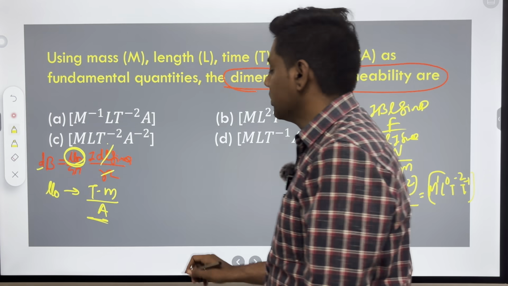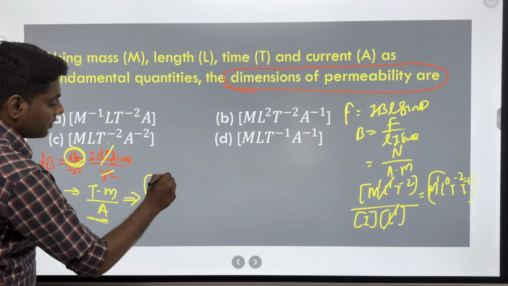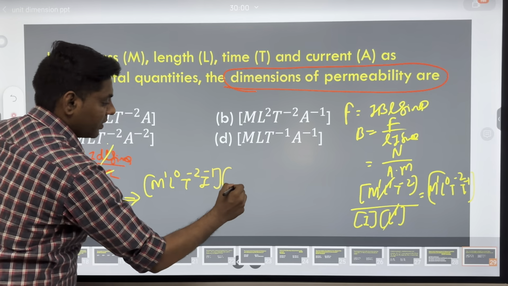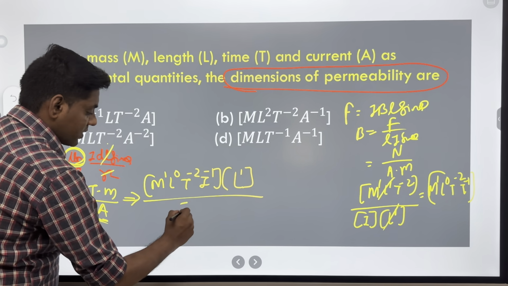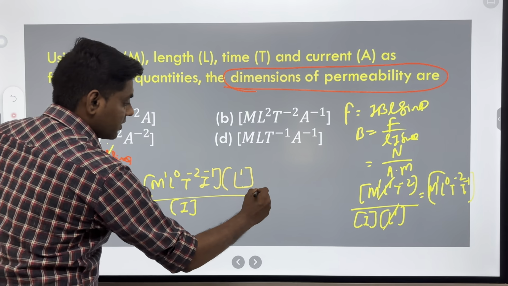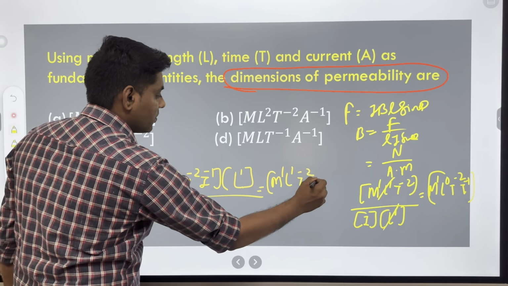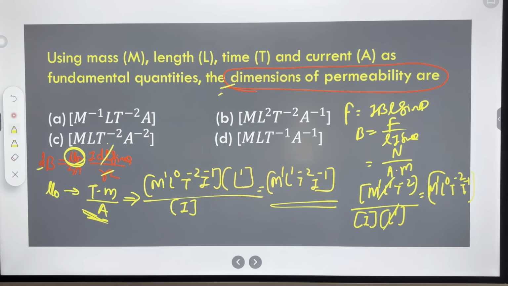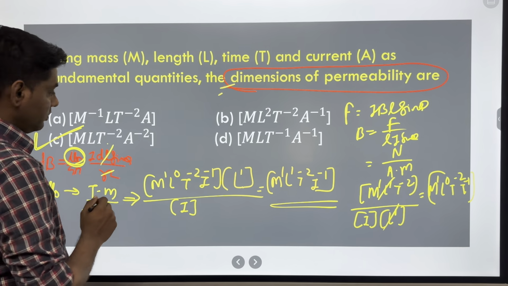So put here the dimension formula for Tesla, the magnetic field: M1 L0 T minus 2 I minus 1. Then divide by the dimension formula for meter, that is L1, and the dimension formula for ampere, that is current I. So we get the final answer, M1 L1 T minus 2 I minus 1. So remember the dimension formula for permeability. It is a most important formula, you have to remember M1 L1 T minus 2 I minus 1. Option C is the answer of the given question.